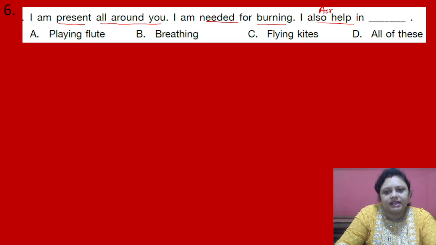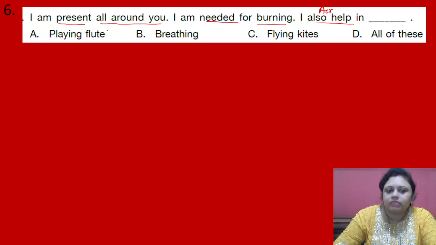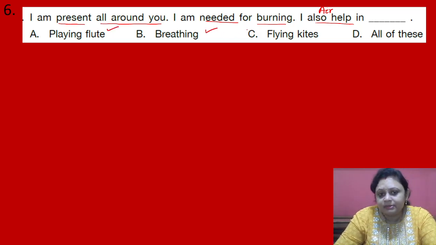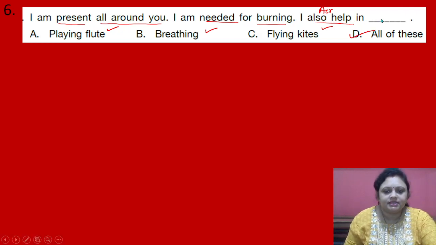Okay. So, it is air. Now, we have to find out in which of the following options air helps us. First one, playing flute. Yes, air helps in playing flute. Breathing, yes, air helps us in breathing. Flying kites, it is also correct. So which one will be the correct option? That is option D, all of these.